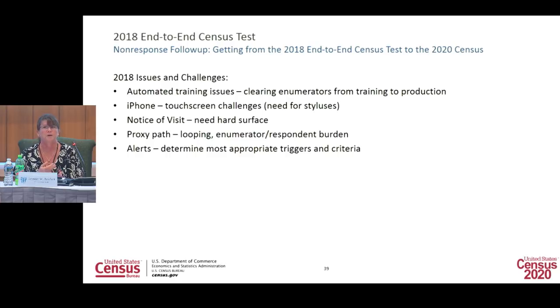So we know moving forward, we've got to make sure we have the right set of alerts and that we have the threshold set so that these are useful to the managers. They need to be able to use these alerts to know how to manage their employees and their work. So that's something that we're going to work on.